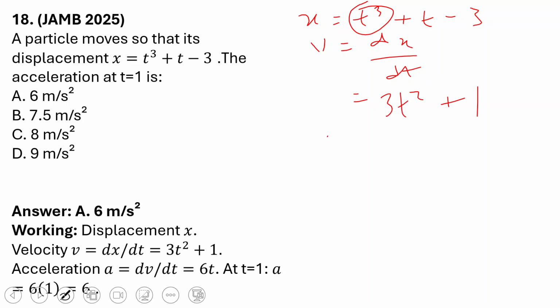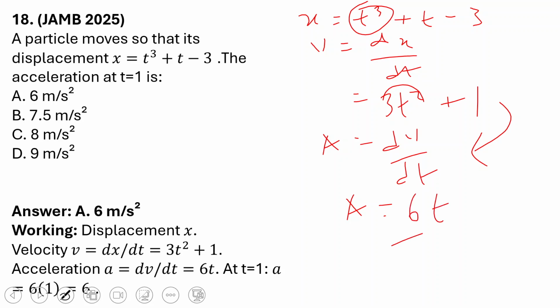Then acceleration a will now be dv/dt. So differentiate this one. For a, I will get 3 times 2 is 6t. So this acceleration is 6t. But if t is equal to 1, acceleration is 6. So the answer is A.